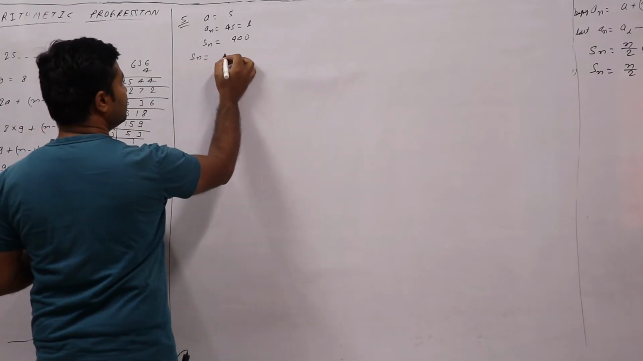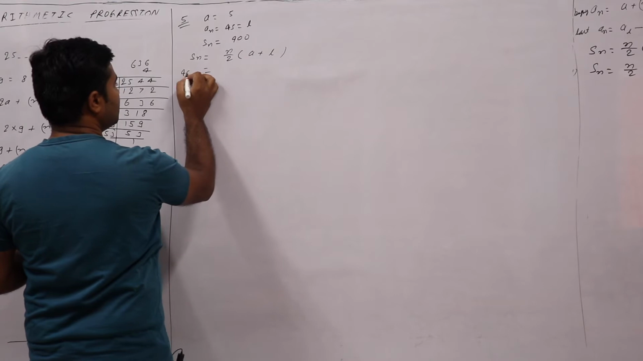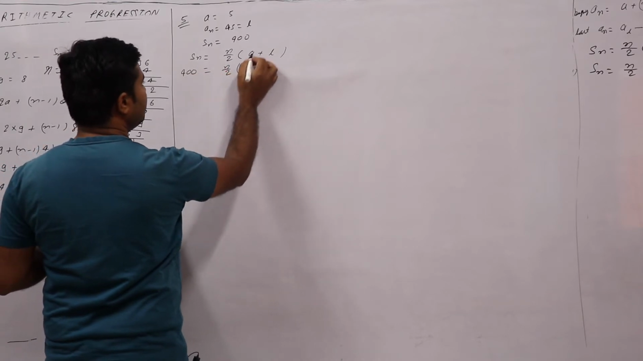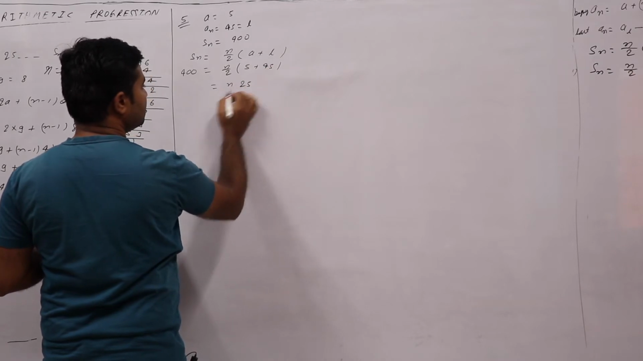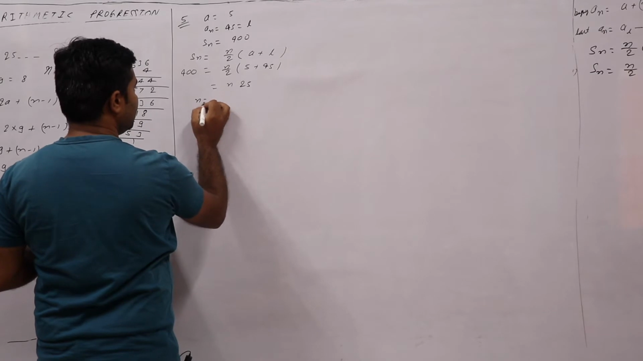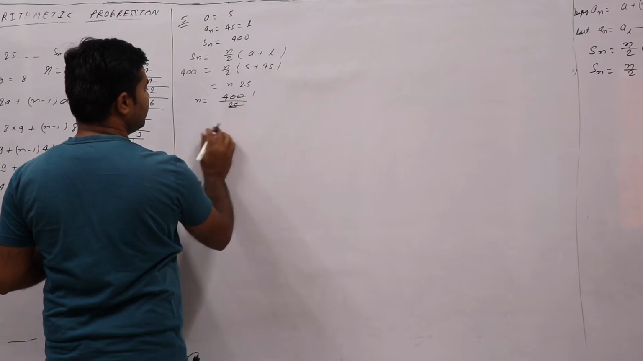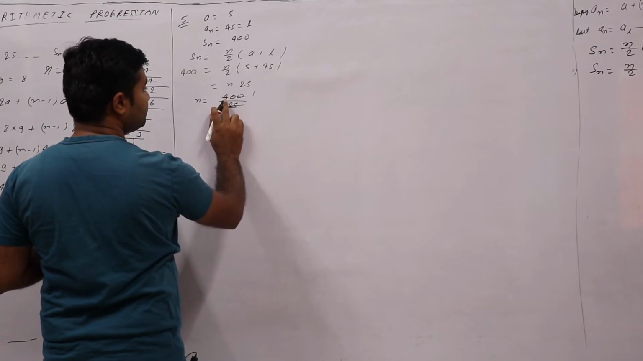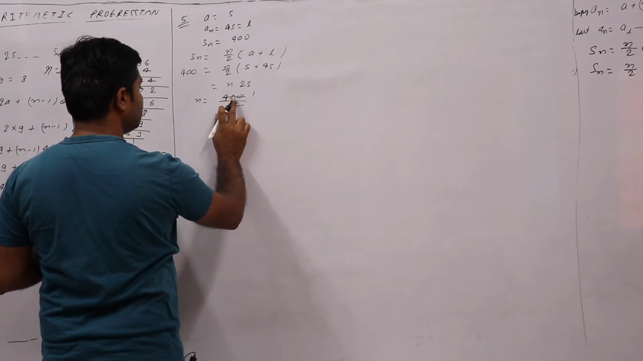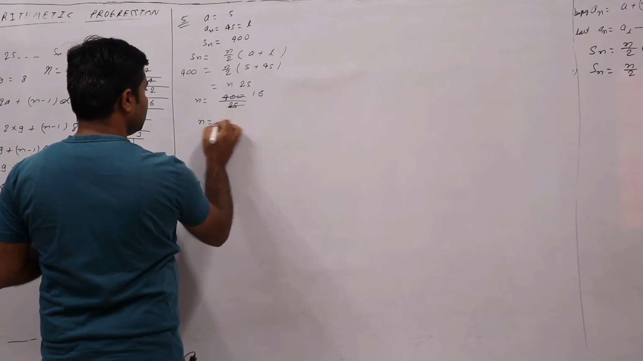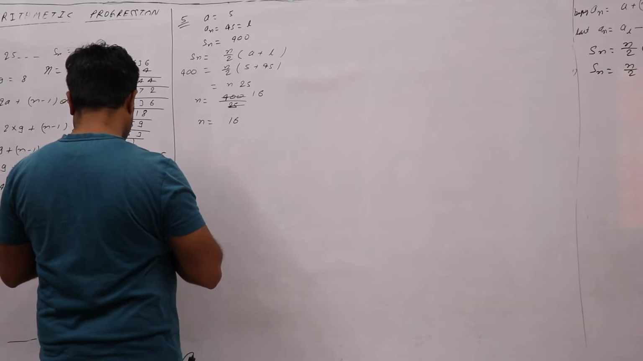Now we know Sn is equal to n by 2 into (A plus L). So n by 2 into (5 plus 45), so this is n into 25. Now n is equal to 400 by 25. How many times will it go? 25 ones are 25, and how much remains? 15. 25 sixes are 150. So n is equal to 16.